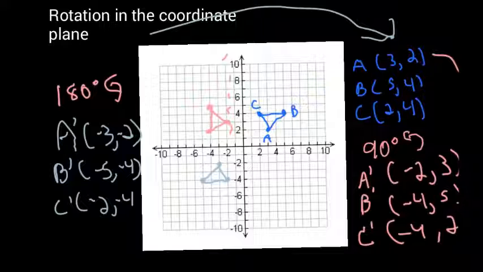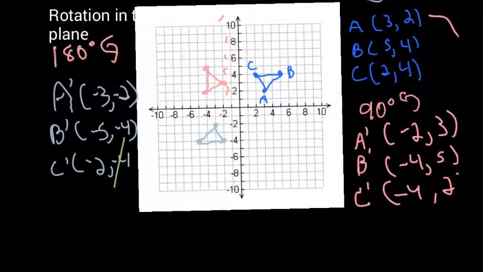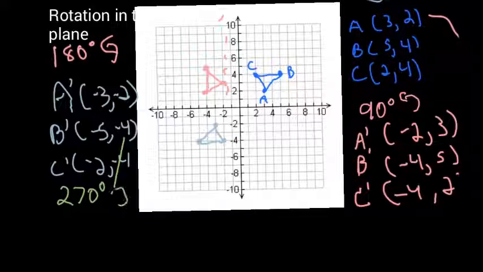And the last one is a 270-degree rotation. What you'll notice on this is that it's kind of like our 90-degree rotation in that the numbers are going to switch, but this time it'll be the y value that becomes its opposite. So A' would be (2, -3). B' would be (4, -5), and C' would be at (4, -2).